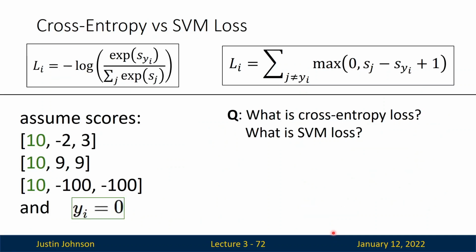Let's do a comparison. This is cross entropy loss, and this is support vector machine loss. Assume we have three images, and we know the image is a cat, for example. The first column is the score of cat, the second column is the score of car, and the third column is the score of frog. In this case, what is the cross entropy loss, and what is the SVM loss?